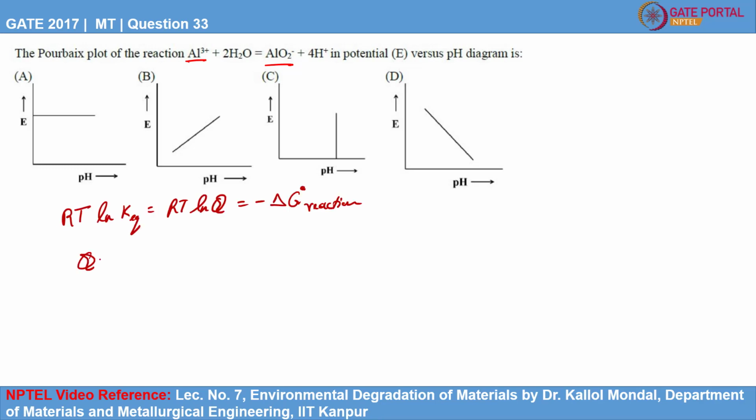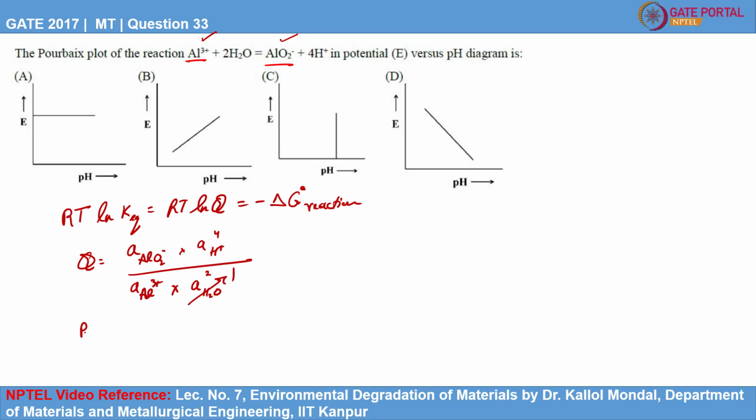Here Q, expressed in this equation, is the activity of AlO2- times the activity of H+ to the power 4, over the activity of Al3+ times the activity squared of H2O. Now, assuming the activity of H2O is 1 and the activities of the two ionic species, Al3+ and AlO2-, are equal, a simpler expression of the equilibrium in the equation is based purely on the activity of the H+ ion.